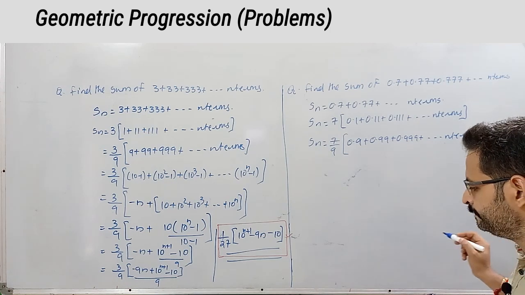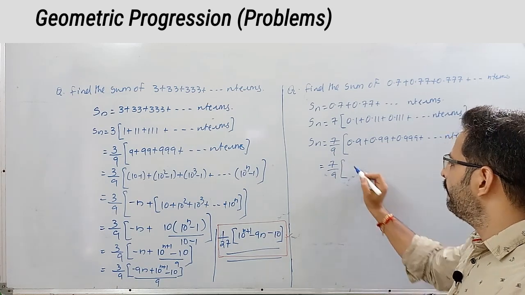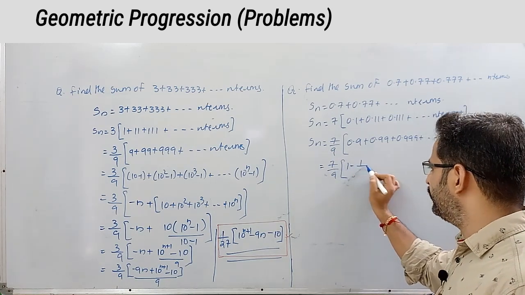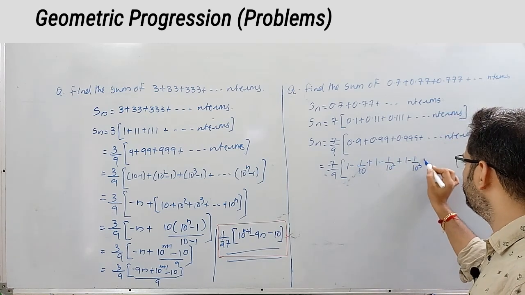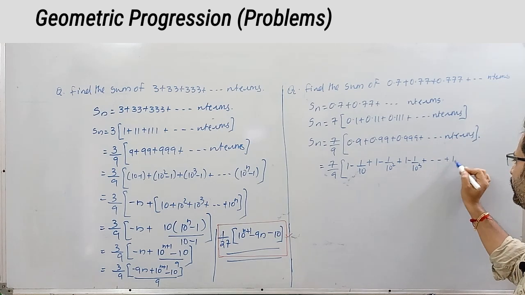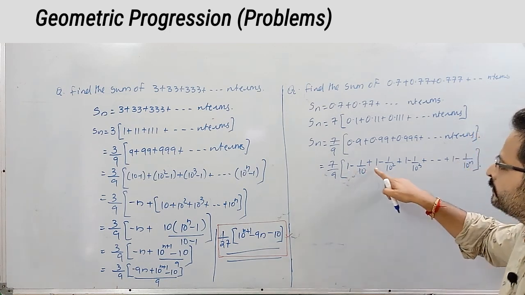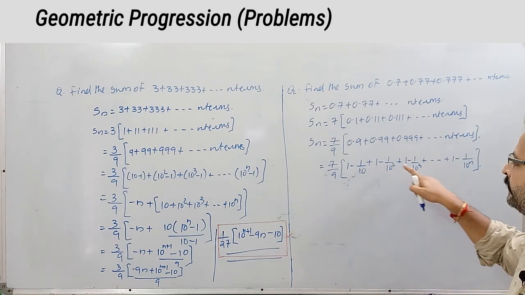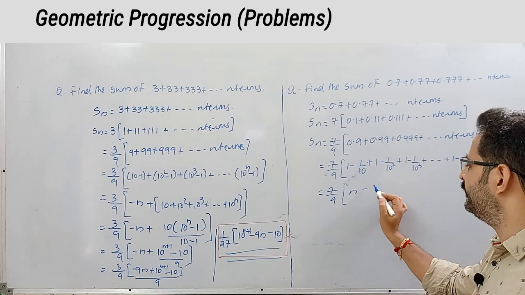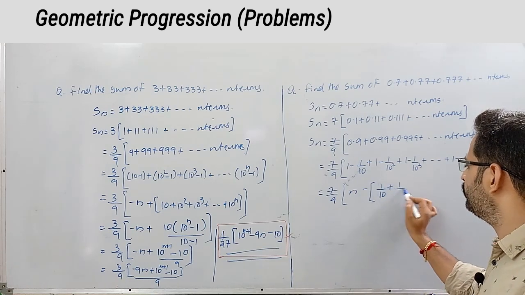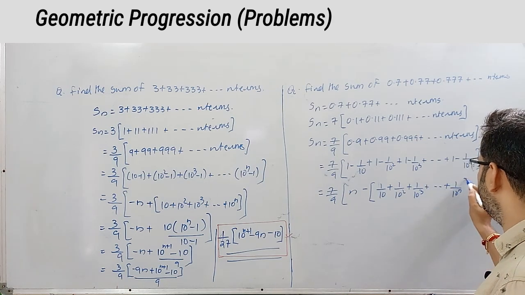Now this can be written as 7 by 9 times 1 minus 1 by 10 plus 1 minus 1 by 10 square plus 1 minus 1 by 10 cube etc. up to n terms, 1 minus 1 by 10 raised to n. Now every term has the element 1, n times, that means 7 by 9 n, then minus of 1 by 10 plus 1 by 10 square plus 1 by 10 cube plus etc. plus 1 by 10 raised to n.